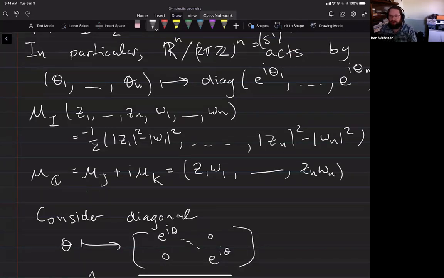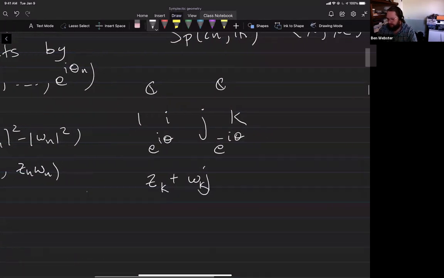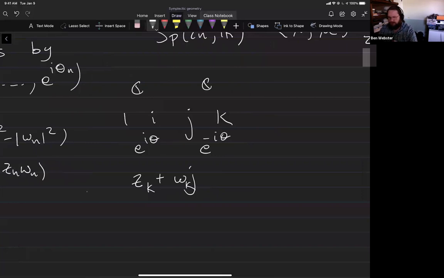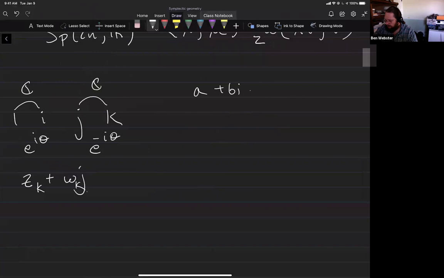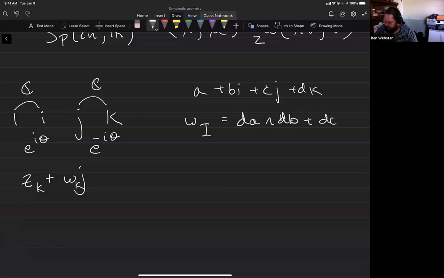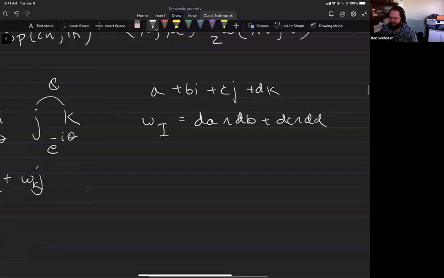And I should just say what's going on here. Maybe this is actually worth writing out. The symplectic form for i on the quaternions pairs these guys. So if I write my quaternion as a plus bi plus cj plus dk, then omega_I is da wedge db plus dc wedge dd. Okay, d was a bad choice, but I hope you understand. Whereas omega_J is da wedge dc plus dd wedge db. Do I have that right?